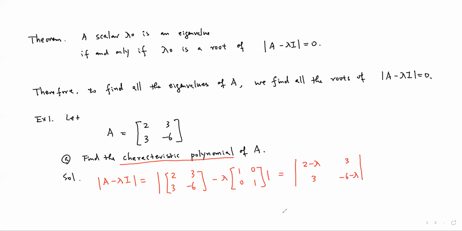How to compute this 2 by 2 determinant? We have a formula for a 2 by 2 determinant. It is the product of the diagonal entries minus the product of the anti-diagonal entries. Now, let me simplify this polynomial. It is a polynomial of degree 2. Okay, let me simplify.